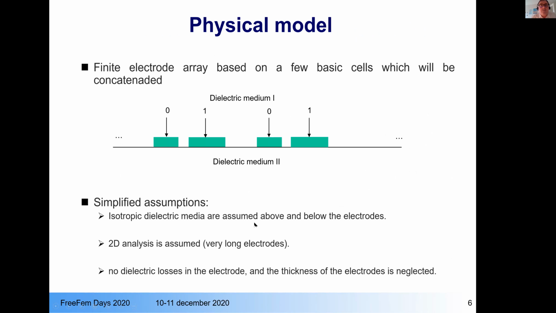If we consider the transducers used, they are often based on a few basic cells which are concatenated. So it is this remark that led us to present this current work. We use simplified assumptions, so isotropic dielectric media are assumed above and below the electrode. For this model, we use only a dielectric medium. 2D analysis is assumed because it is a very long electrode. We neglect losses in the electrodes, and the thickness of the electrodes is also neglected.